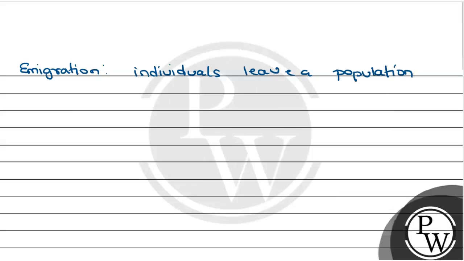Next, coming to the last term, which is emigration. Here individuals leave a population. Why do they leave? Suppose the resources in the existing population have run out or the competition is very high, so in search of new resources, new food resources, shelter, etcetera, they are migrating to a different population. So in this case what happens? Population density decreases.